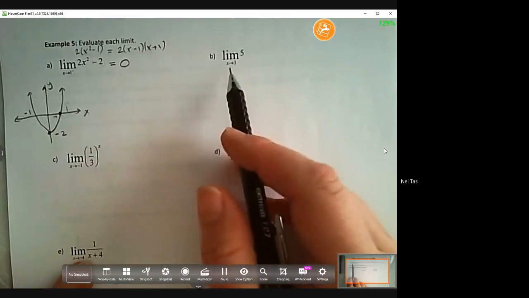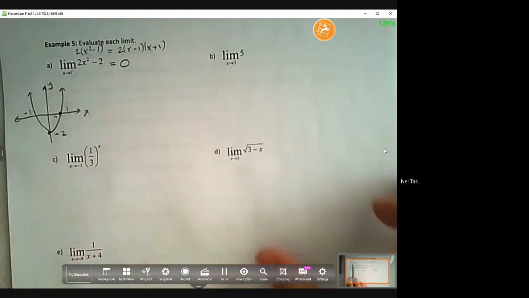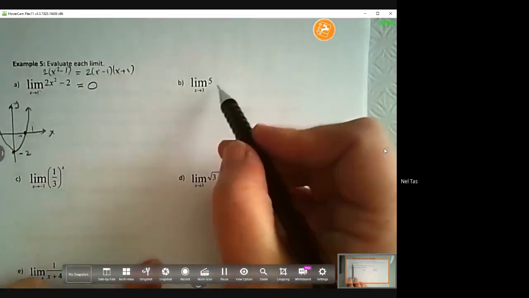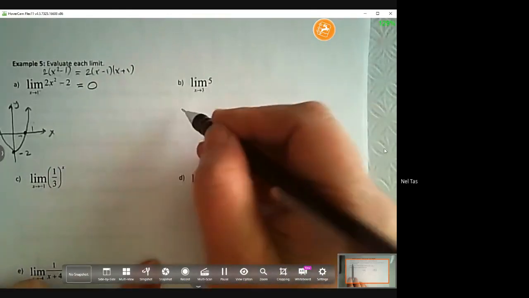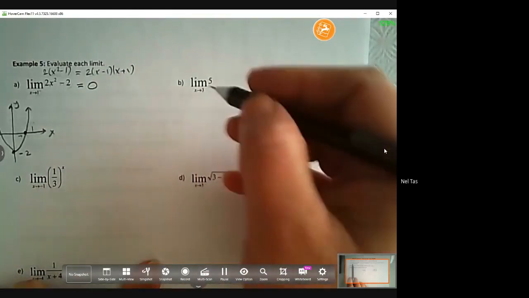B, limit of 5 when x approaches 3. Let me sketch that here.